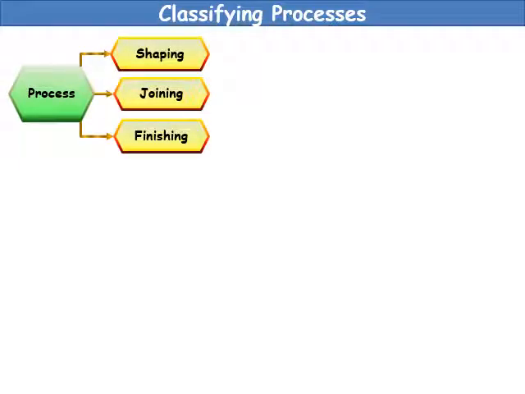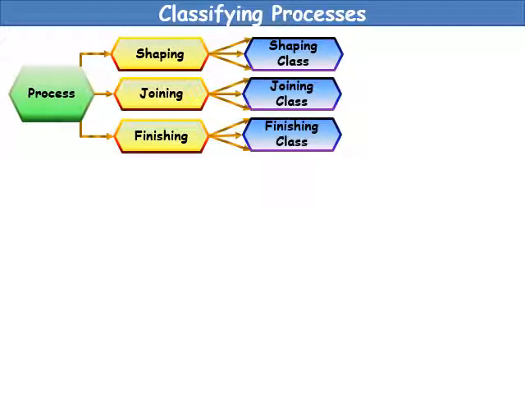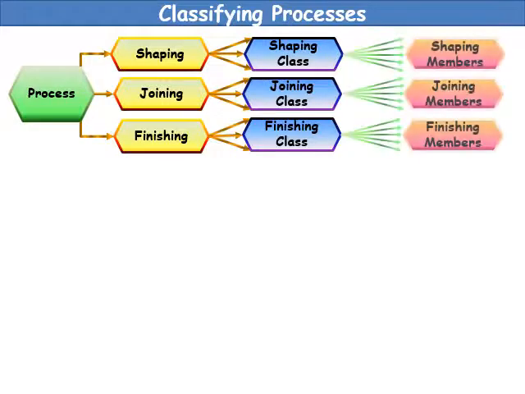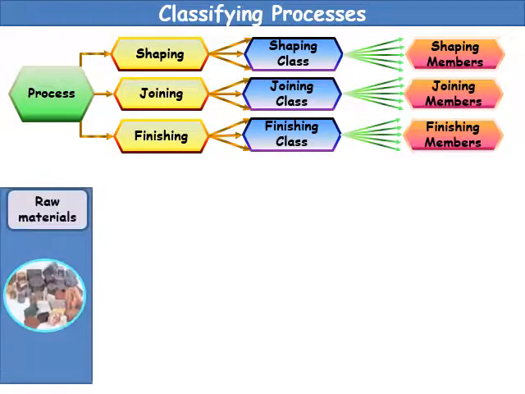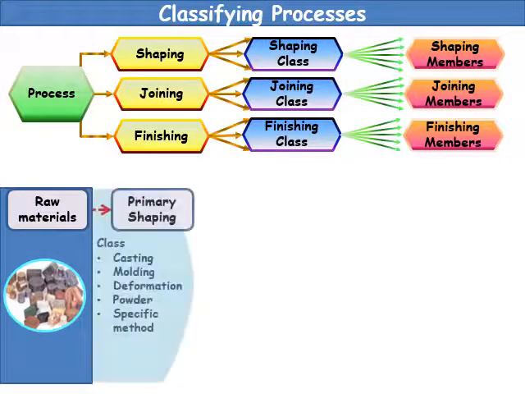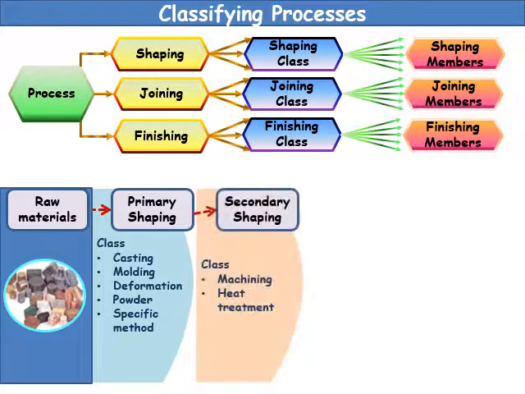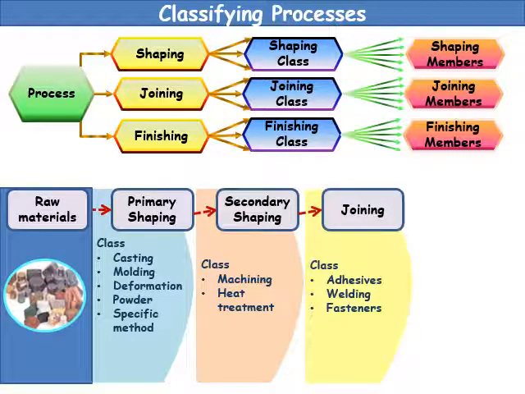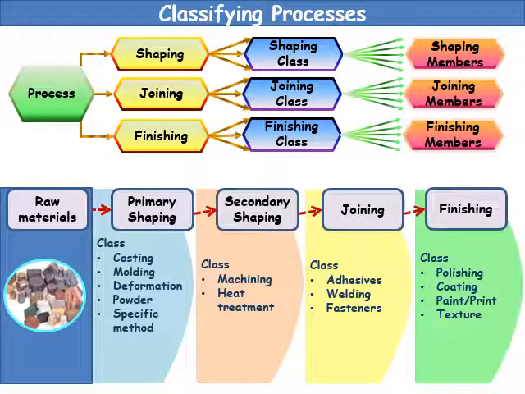In the process universe, you have shaping, joining, and finishing. Each class of process has its own members. From raw materials, you need primary shaping, which includes casting, molding, deformation, powder methods, and special methods. Then you have secondary shaping, which includes machining and heat treatment. And then the joining, and finally finishing.